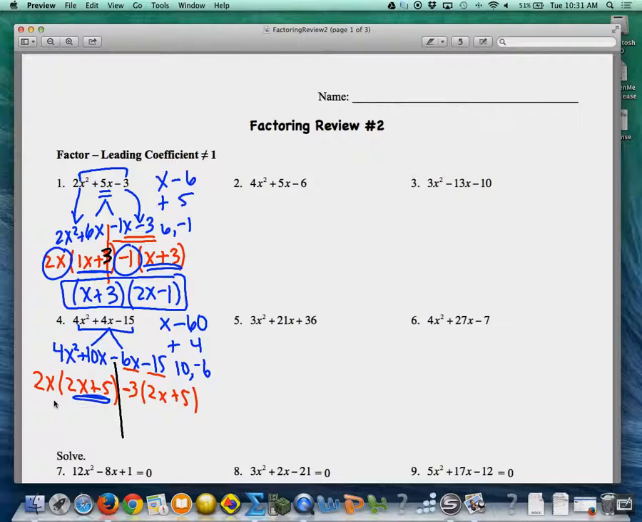Okay, at this point, how do I know that I'm on the right track? Parentheses match. So match, that's good. So my first factor becomes 2x plus 5. What's the second factor? Everything that's outside. 2x minus 3.